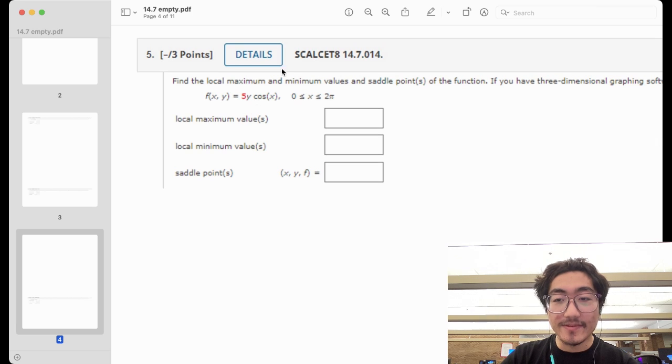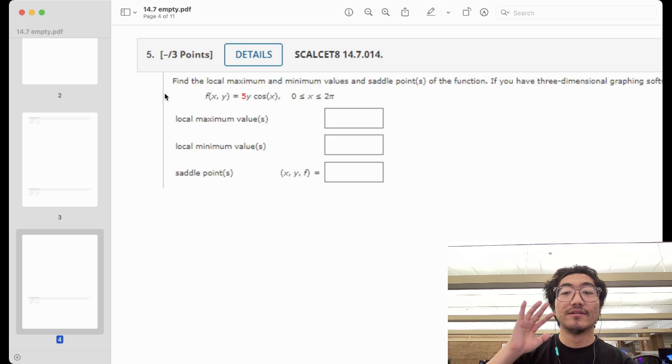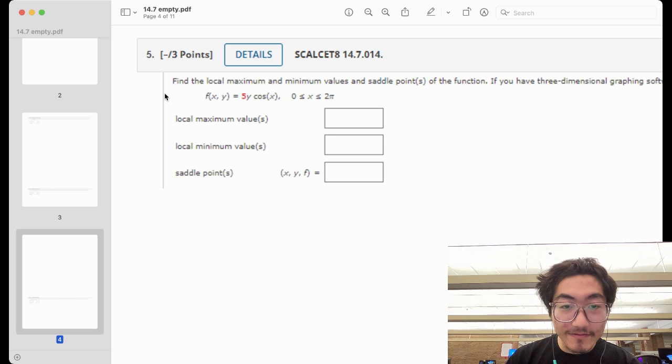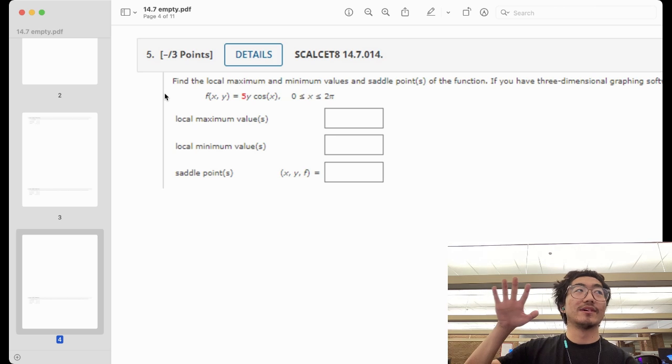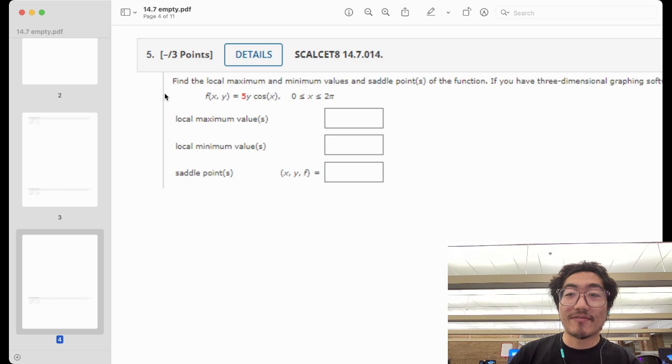It's the same thing for number 5. We just need to find the first partial derivatives for x and y, the second partial derivatives of x and y, and then the critical points. Then use the second partial derivative test to test each critical point, not local point.